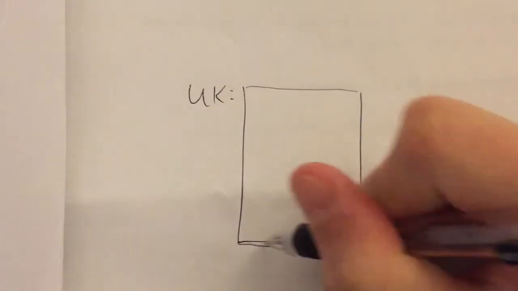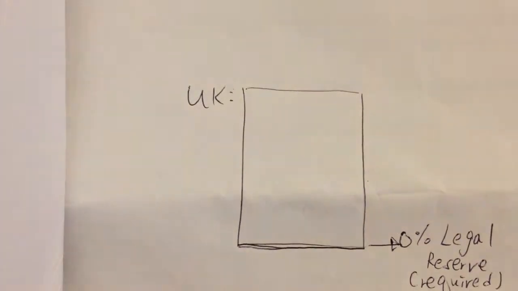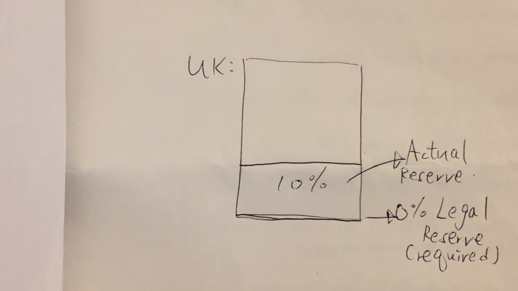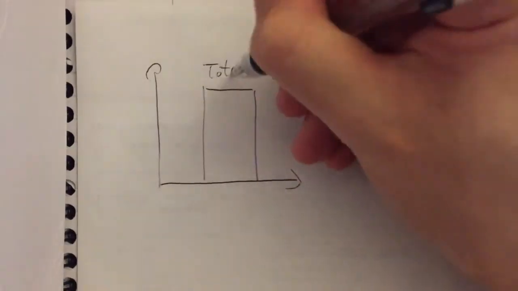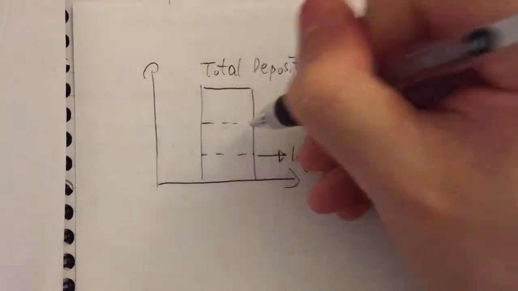However, there is no minimum required reserve in the UK, which means the required reserve ratio is 0. Does this mean banks do not keep reserve? The answer is no. The actual reserve is around 10%. The difference between the actual reserve and the required reserve is called the excess reserve.